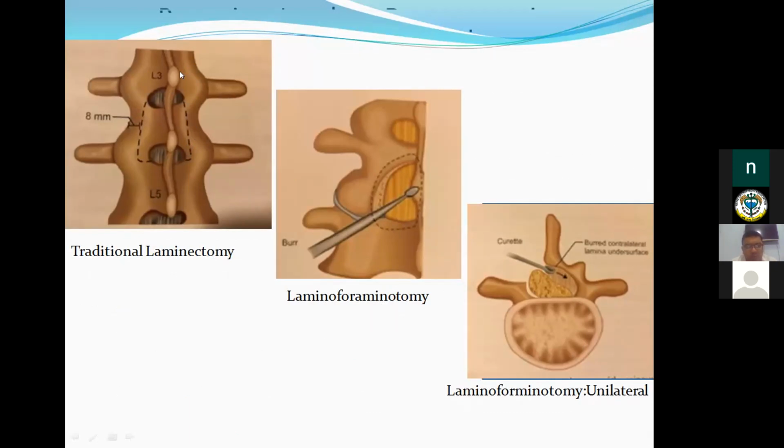After making the posterior midline incision, we split the muscle on both sides, up to the facet prominence, but we preserve the facet capsule, and also we expose up to the lateral border of the pars. Then, once the exposure is adequate, we remove the spinous process, supraspinous and interspinous ligament. Then we thin out the lamina on both sides, and then we remove the lamina. That's how we do the traditional laminectomy. And we must preserve the lateral 7 to 8 mm of pars to prevent iatrogenic fracture.